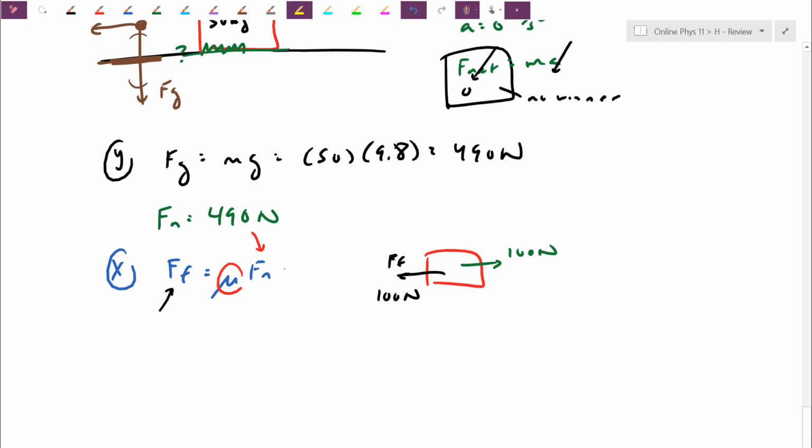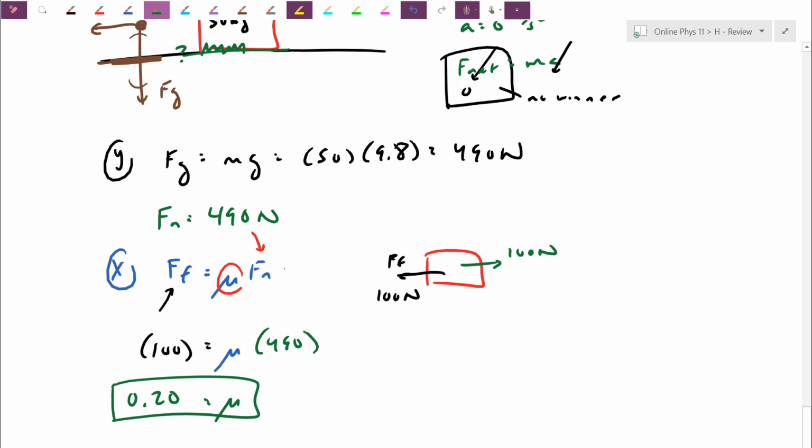So that tells you, well, if the Ff maxes out at 100, I don't know what the mu is. I'm going to multiply it by the 490, which is the normal force. Just divide out the 490. 100 divided by 490 gives me a mu coefficient of 0.20. This number never really gets to be very big, but obviously if this number here is larger, it means the surfaces are more rough against each other.